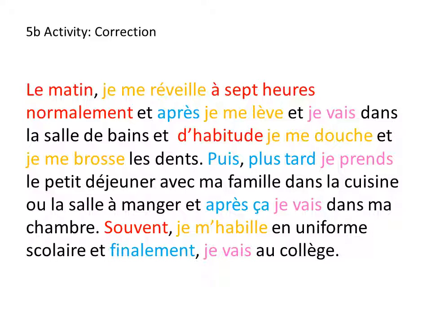The next colour is the blue, which are the connectives that we've been using to join together our sentence so it makes sense. Here we've used après, after, puis, then, plus tard, later, après ça, after that, and finalement, finally. The remaining verbs in pink are verbs which are not reflexive. So we've got je vais, I go, je prends, I have, je vais, and je vais again to say I go. Okay, correct your text and then pause and press play when you're ready to continue.